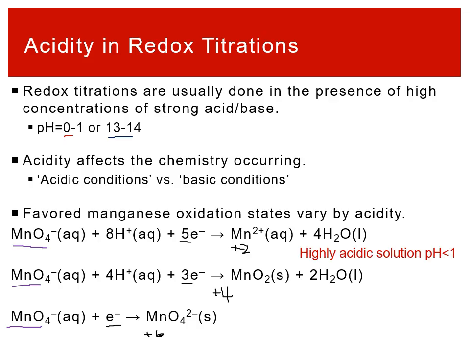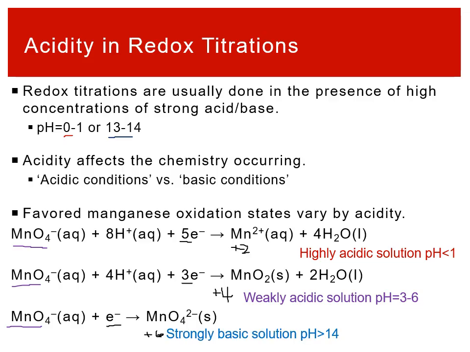So if you have a really highly acidic solution, you get this top one. You go to Mn2 plus when the pH is less than 1 or 0, right? Very high concentrations of strong acids. If you have a weakly acidic solution, like pH of 3 to 6, you're going to end up at MnO2. And if you have a strongly basic solution, like above 14, you're going to get MnO4 2 minus. If you're not in that range, you get a mix. And so that's why you only want to focus on the ranges where you get a single product.